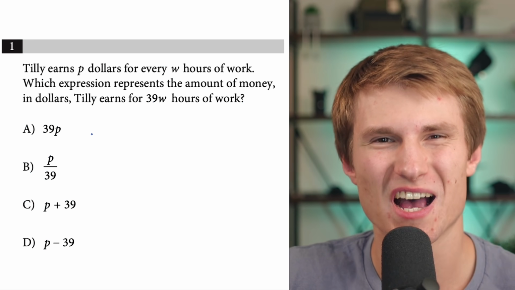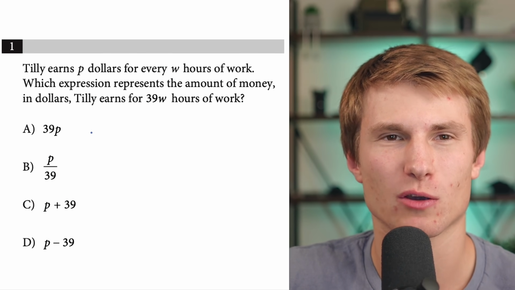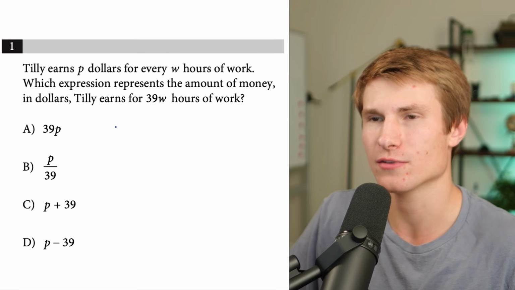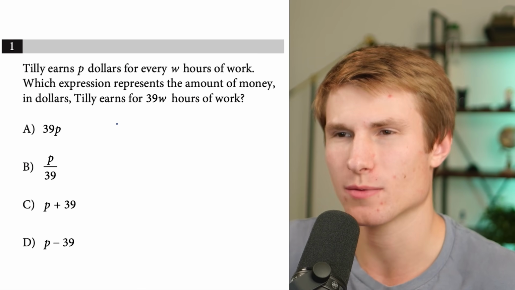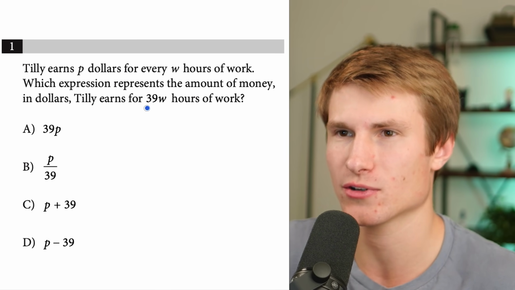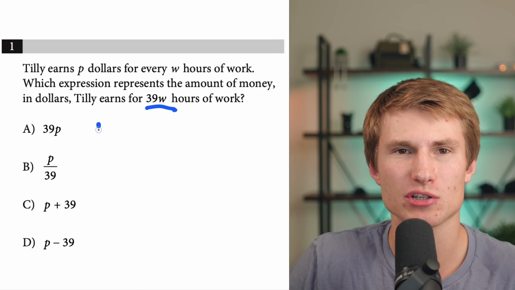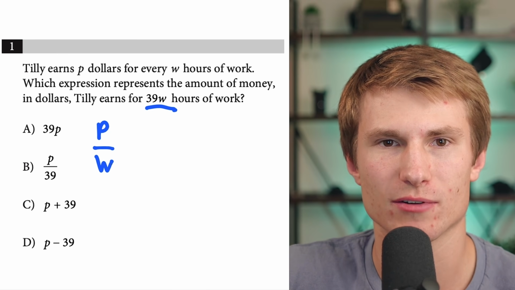Here's how to solve this oddly worded SAT math question. Question 1 states that Tilly earns P dollars for every W hours of work. Which expression represents the amount of money in dollars Tilly earns for 39 W hours of work? Well, we know that she's earning P dollars per every W hours of work.